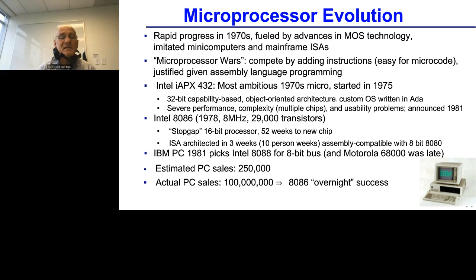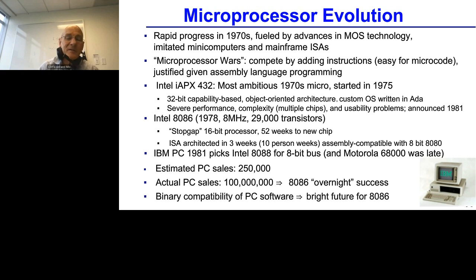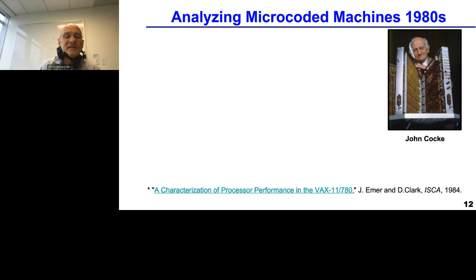So the 8086 became hugely valuable because all PC software ran on that instruction set architecture. So it suddenly had this very bright future. And Gordon Moore is right. It became the instruction set for Intel for the rest of the company. Now let's start taking a look at these machines of the 1980s.